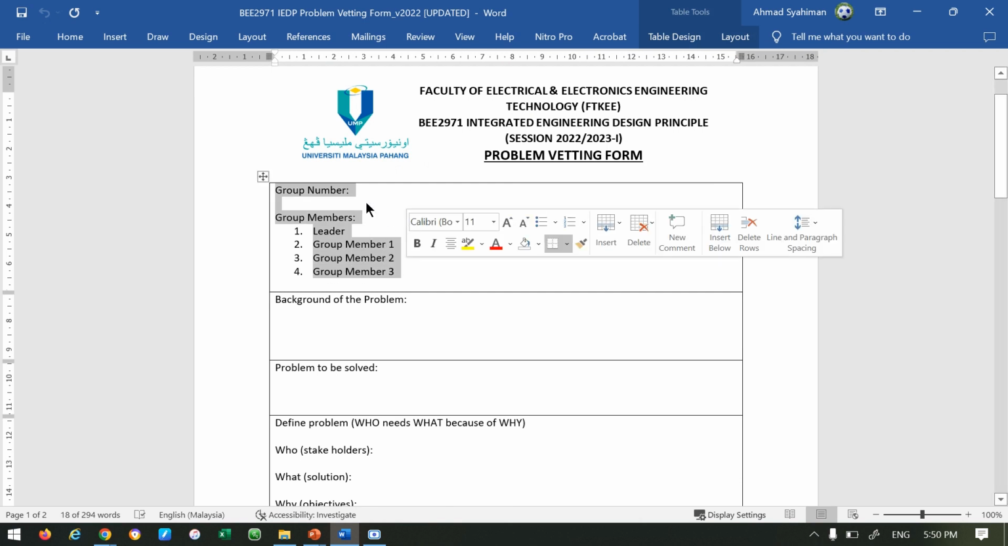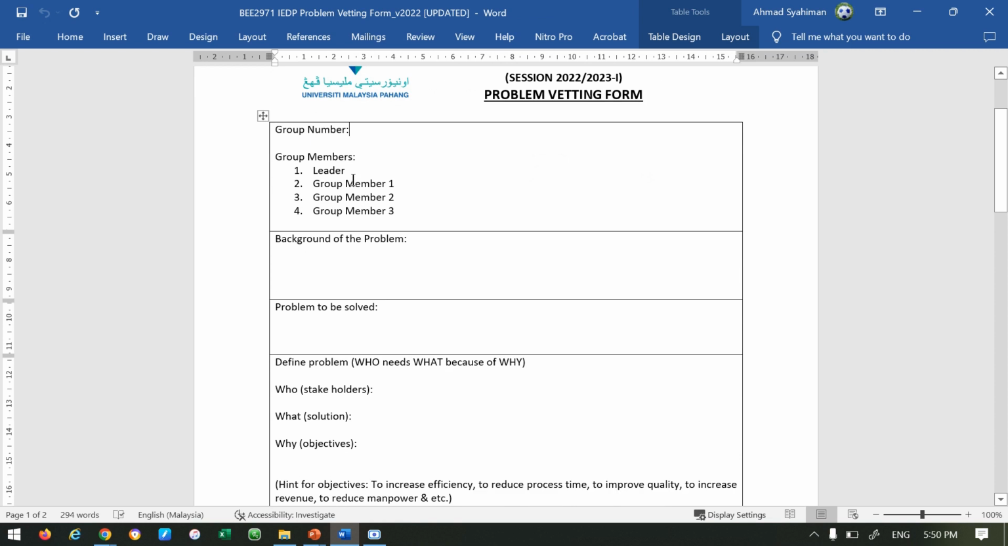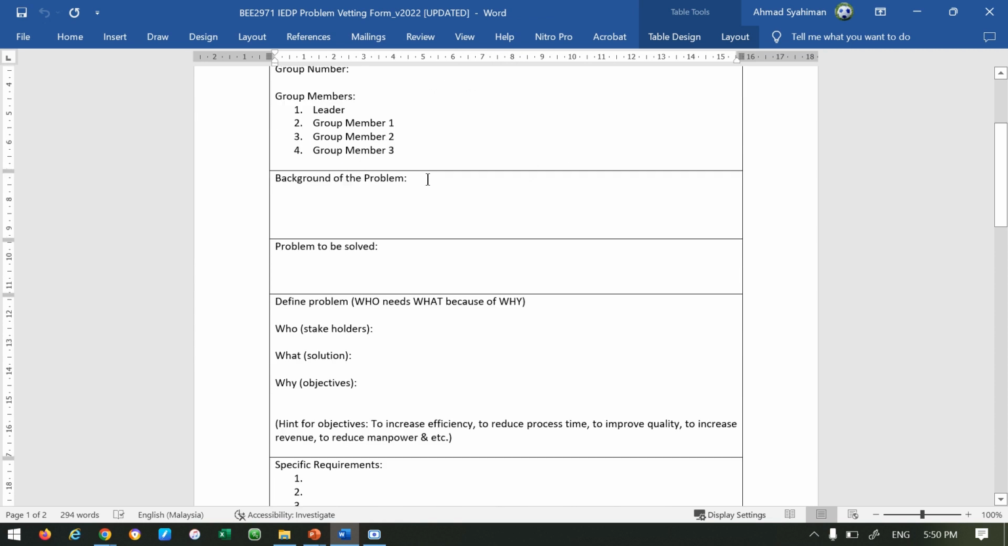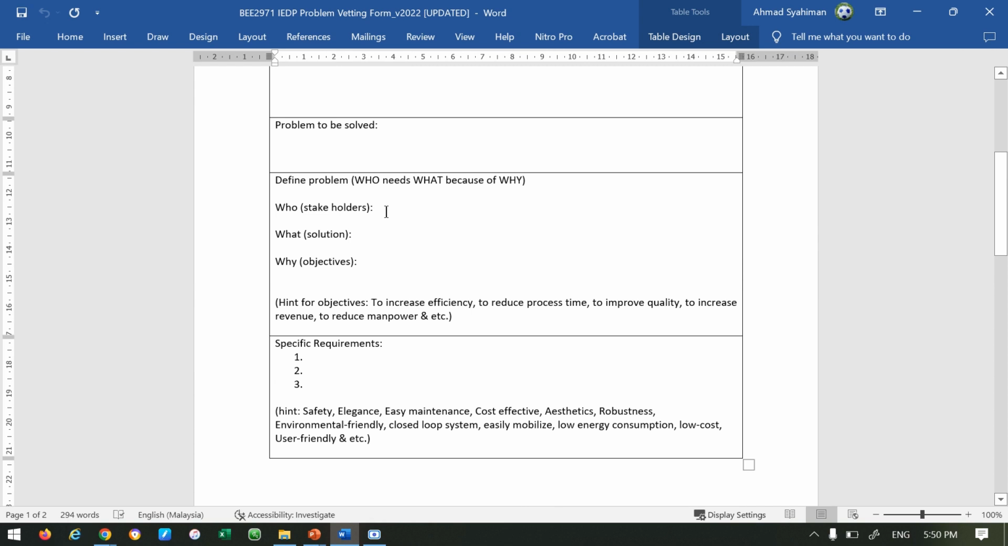So put your group number and group name, together with your leader name, and then the other three members. And then background of the problem: you explain it based on what you found, and then this is the problem that you're going to solve. Who are the stakeholders currently involved? If you can disclose the names or personnel, then you can put them here.